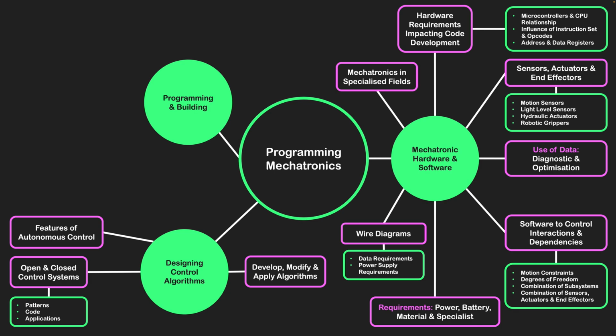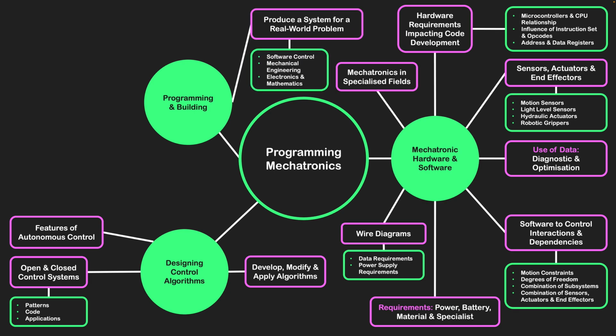The final area of this unit then is actually programming and building a mechatronic system, which is probably the most daunting part of this new topic. So firstly, we have the production of a system for real world problems, which might be linked to an assessment that you do. This could be in the context of just merely software control. So just focusing on software that could control a mechanical arm or a Lego-based robot within your class, something like that. That could be what the assessment could be built around.